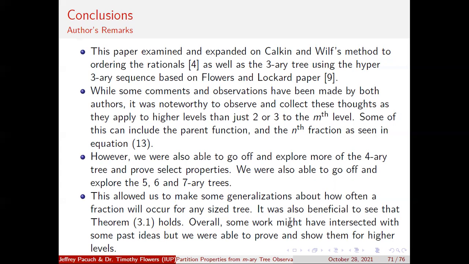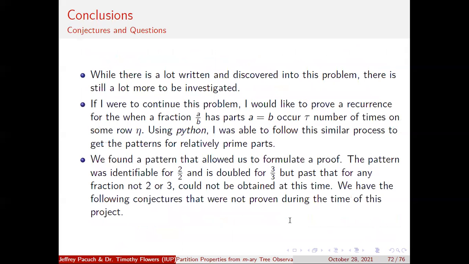So while there is a lot still to be discovered, it was hard to think of new things to come up with, but there are still ideas to go through and find things. You just have to really think about it. But I do have some open questions and conjectures that I was able to find, but I couldn't prove.